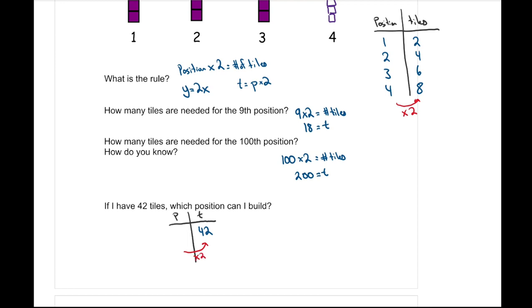And hopefully we recognize now that if I want to go the other way, the other direction, I'm going to do the opposite of this. So the opposite of multiply by 2 is divide by 2. So in this case, 42 divided by 2 is 21. So that means our position number is 21.